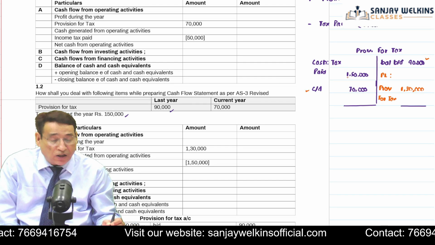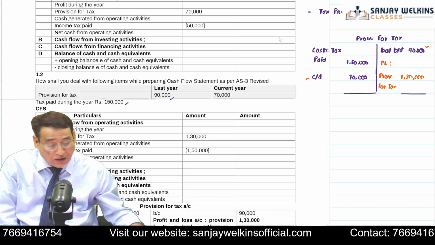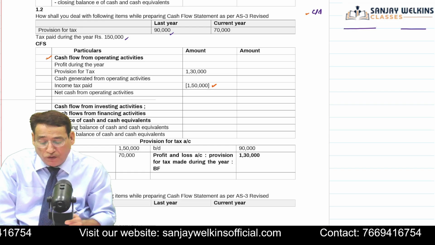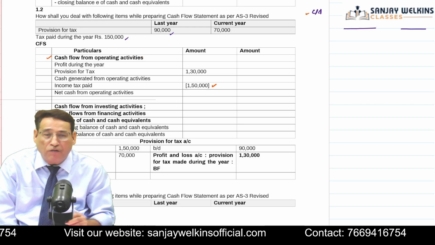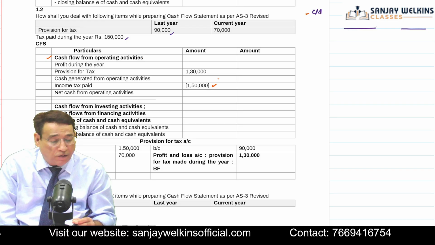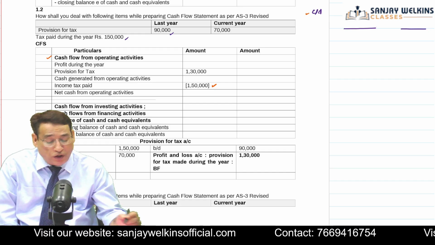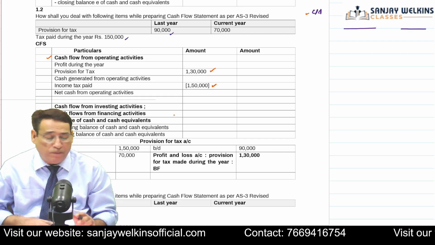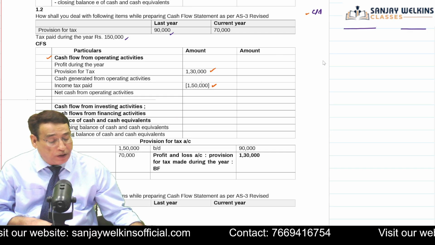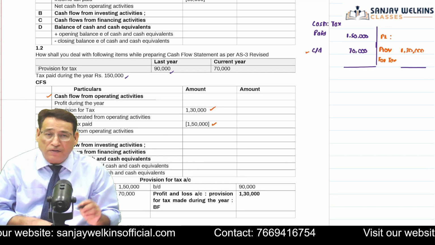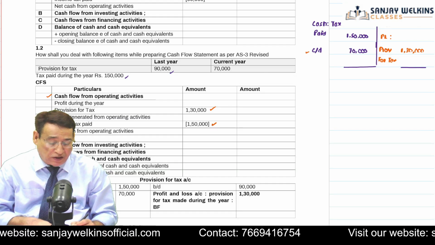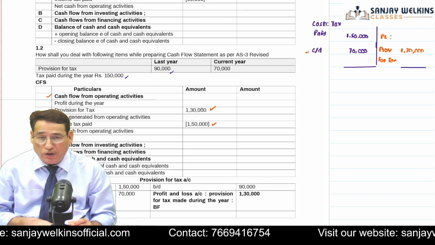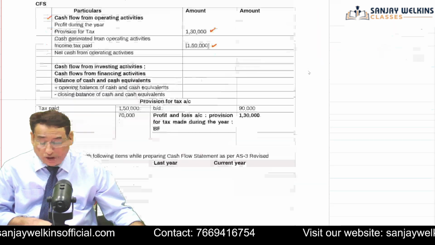Now this tax paid, as I told you, will be subtracted as the last item when we prepare cash flows from cash generated from operating activity. And this provision which we have made will be added to the net profit. Is it clear to you? So the treatment will be done with respect to tax paid and provision for tax. Tax paid will be written as the last item and provision for tax you are going to add back.